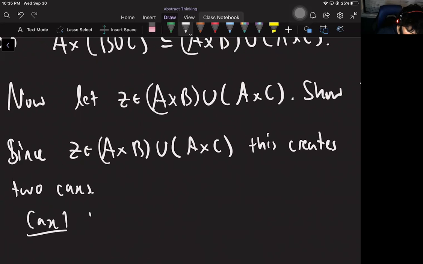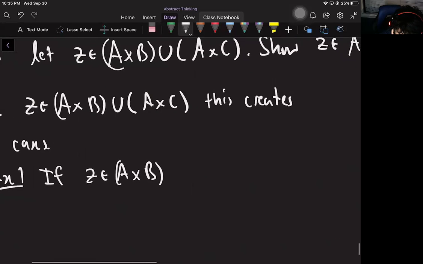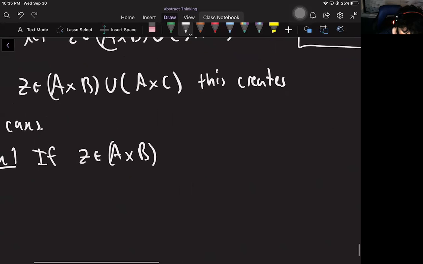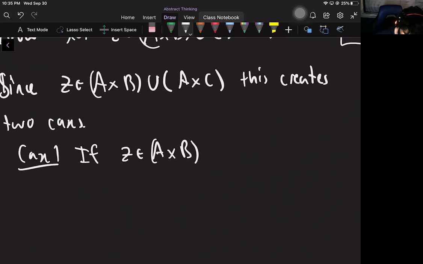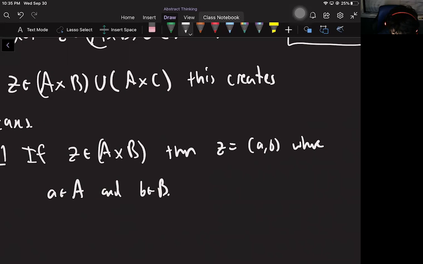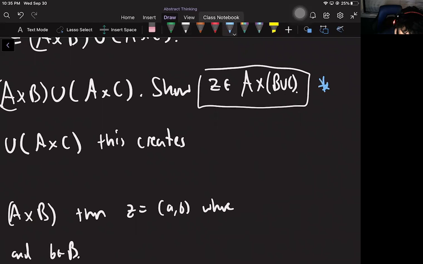Case one: if Z, because it is in the union, it's got to be in one or the other. So if it's in the first one, we'll see what happens, and then if it's in the second one, we'll see what happens too. So let's pretend it's in the first one. Trying to get over here, okay, sort of see where to go. If it's in there, then that means it looks like an ordered pair where the first guy is in A and the second guy is in B. So I really want that a comma b to live in this slightly more complicated thing.